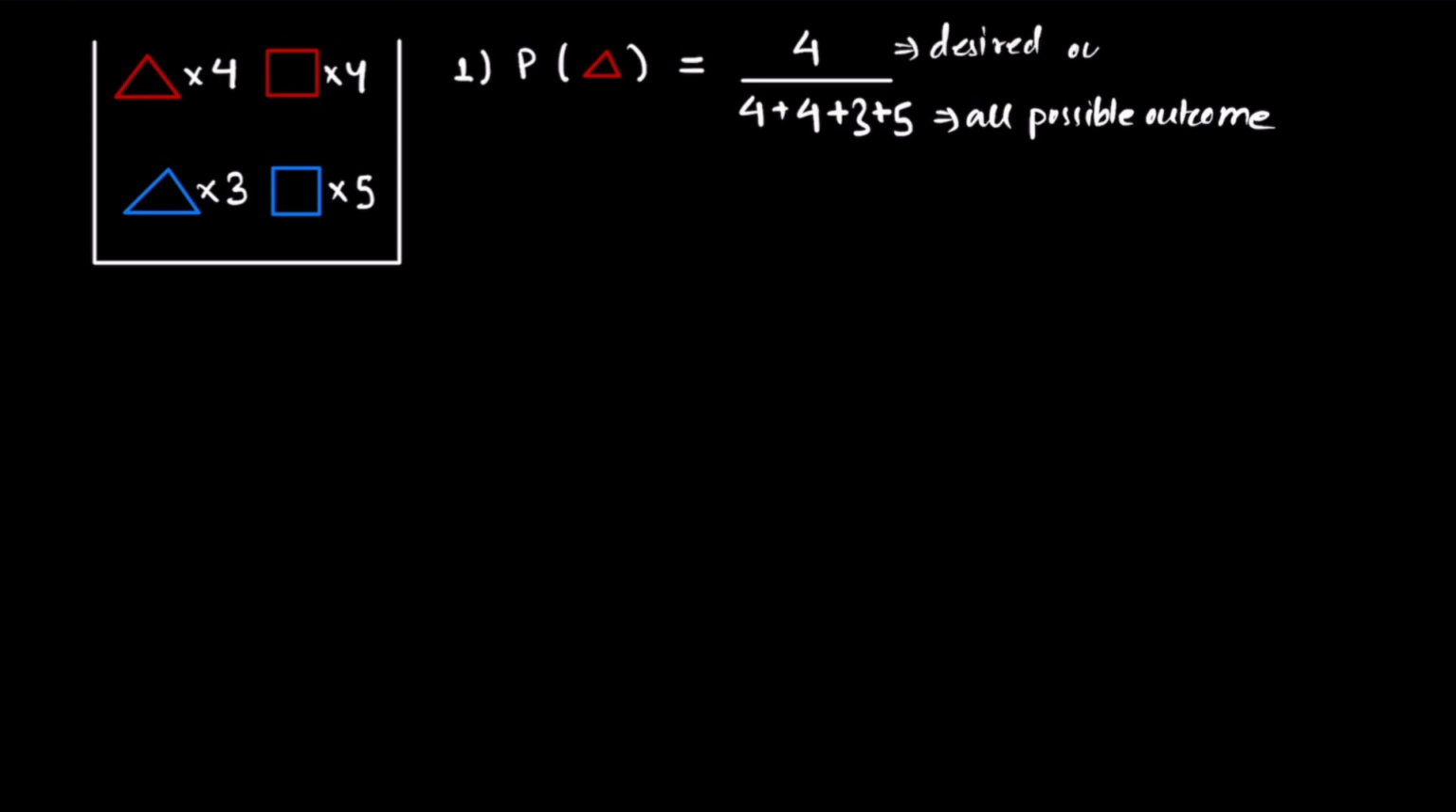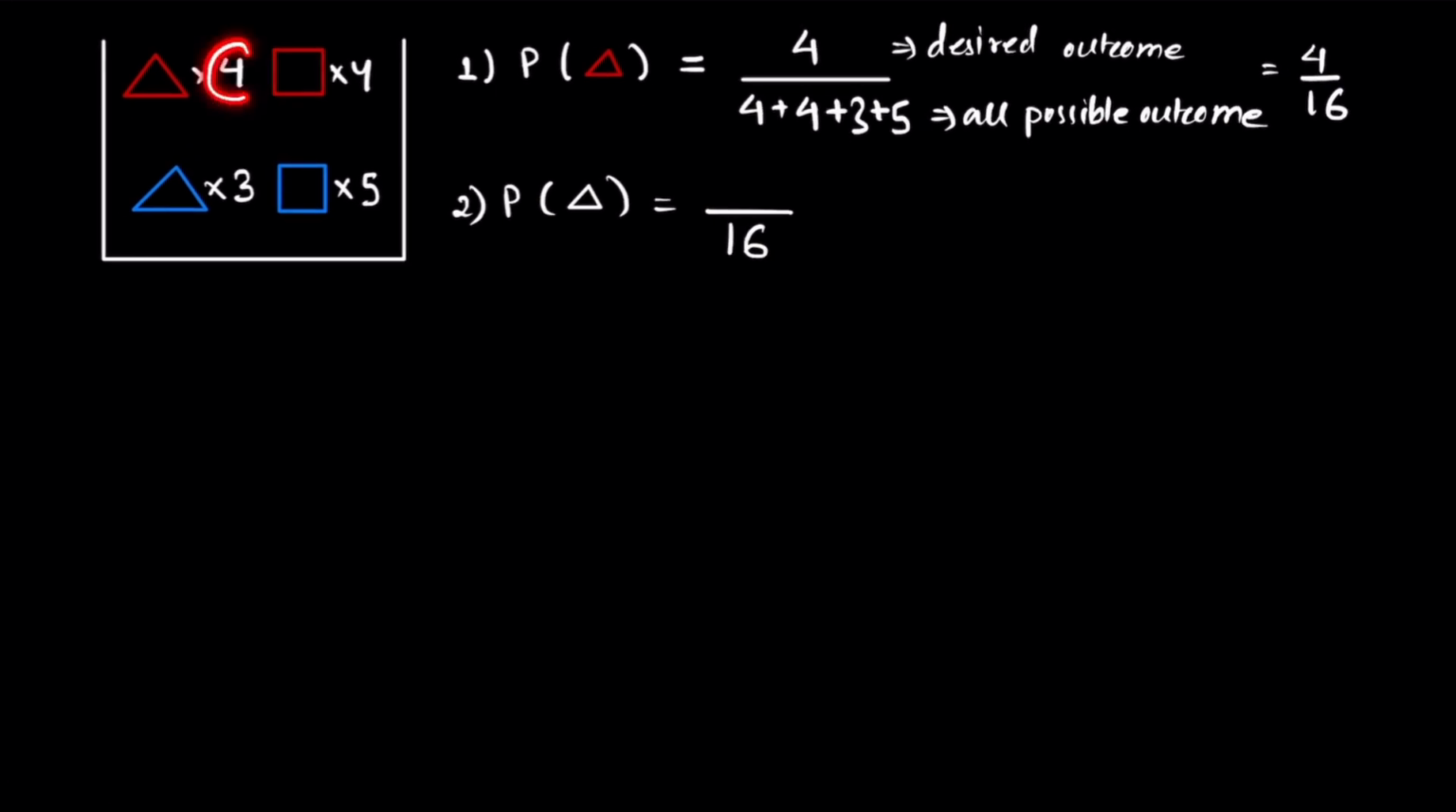Desired outcome. So the probability comes out to be 4 divided by 16. Second question. What is the probability of getting a triangle? Simply a triangle. So there are a total of 16 possibilities, out of which you have a total of 4 plus 3, 7 triangles. So the probability is 7 by 16.